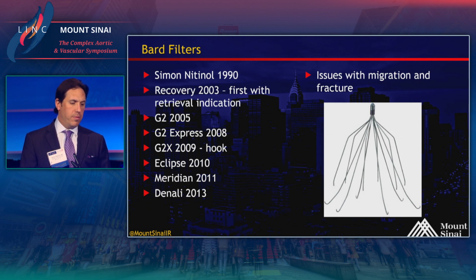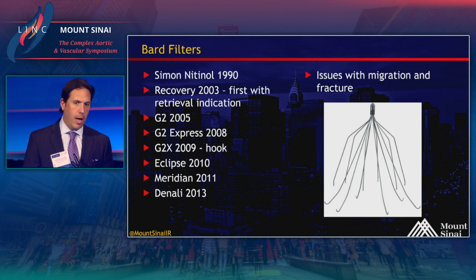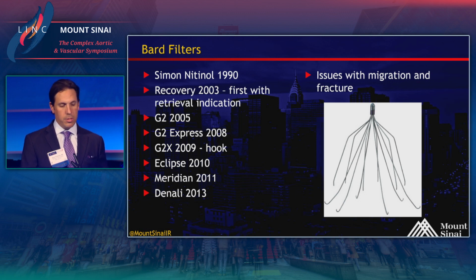The barred filters after 1990, it was 13 years, and the first retrieval indication, which was 2003, was the barred recovery filter. This was followed up by extensive redesign, so G2, G2X, Eclipse, Meridian, and then Denali, which is the one we use today. The big issue with these filters, and Rahul mentioned this, is they had a relatively high incidence compared to other filters of fracture and migration. So the design changed periodically to address each one of those issues.